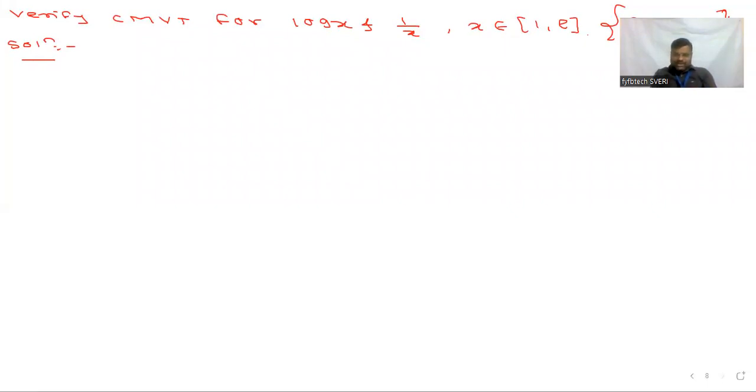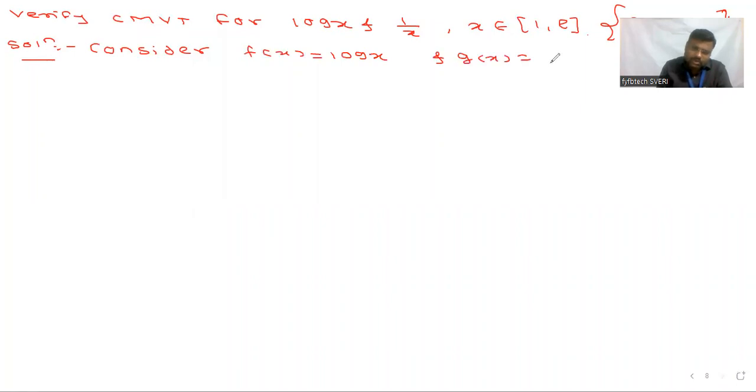The sine and cosine functions are no problem. So consider f of x equal to log x and g of x equal to 1 upon x.